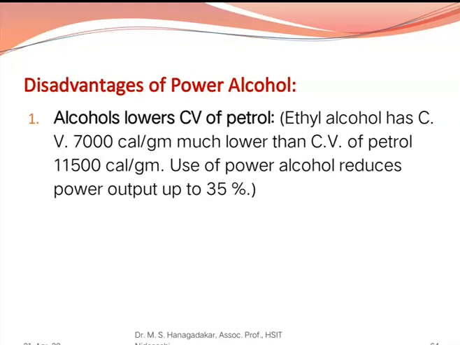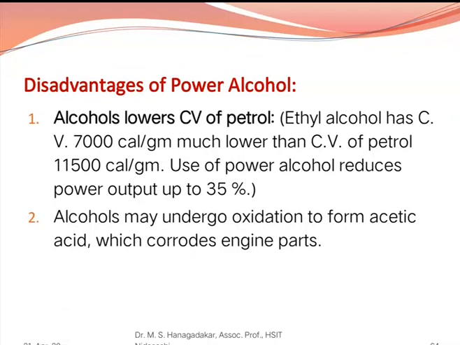So if there are advantages, there are also some disadvantages of power alcohol or power petrol. Normally you know that alcohol lowers the calorific value. As you know, ethyl alcohol has a calorific value of around 7000 calories per gram, which is much lower than the calorific value of petrol. Petrol has 11,500 calories per gram. The use of power alcohol reduces the power output by around 35%.